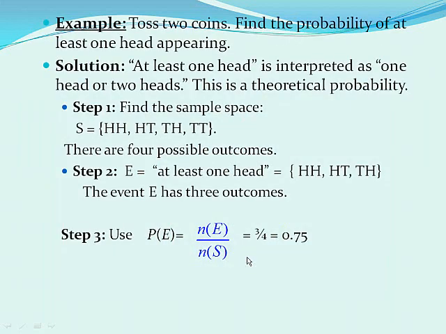Here is another example. Toss 2 coins and find the probability of at least one head appearing. When we toss 2 coins, the sample space will be these 4 outcomes. And the event E, at least one head, means either one head or 2 heads. So we have the 3 possibilities here. Head on the first coin, head on the second coin, head on the first coin, tail on the second one, tail on the first coin, head on the second one. So according to our formula, probability of E will be number of elements of E divided by number of elements of S. So we get that number to be 3 over 4.